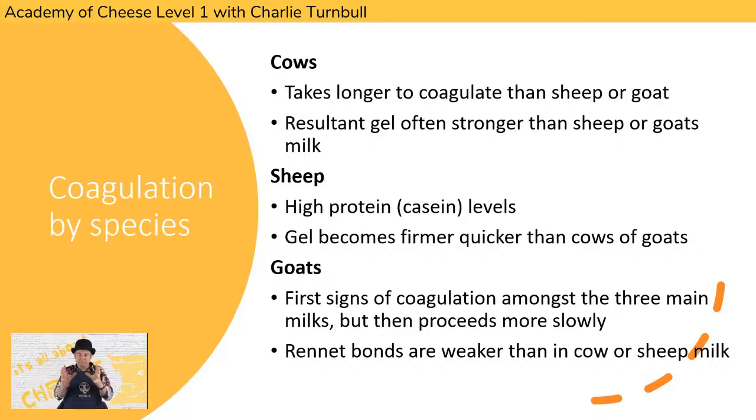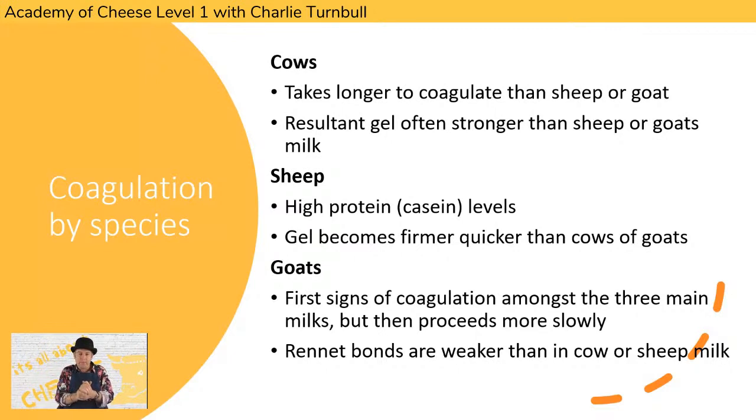So sheep, a big rennet maker, a big curd maker. Then cows, very, very practical. Cow's milk makes good hard cheeses. Goats, not so much. And that's possibly why you see lots of lactic cheeses in goat's milk, because there is less benefit from the rennet.